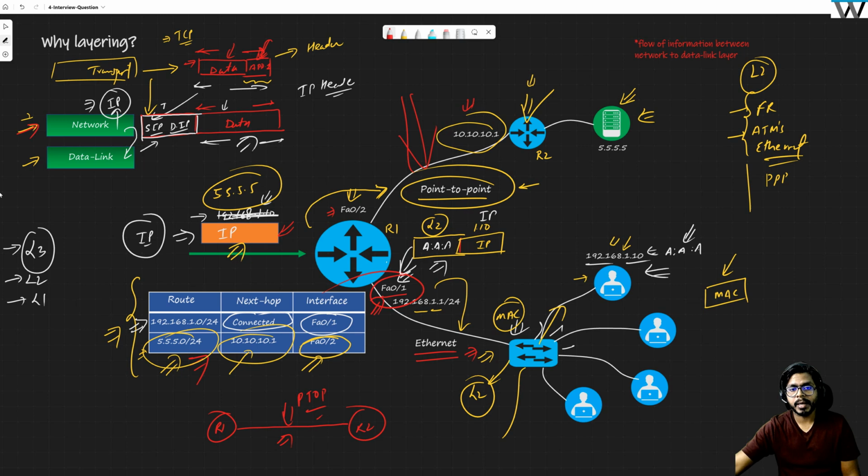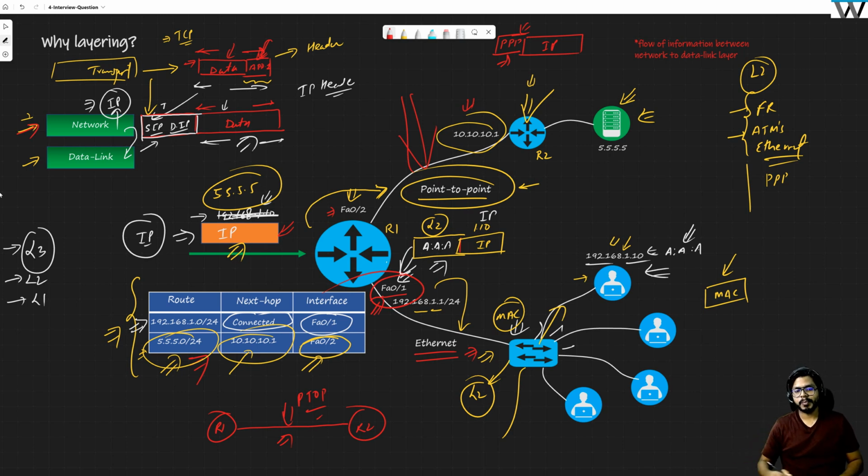But here, whatever the IP packet you got for this 5.5.5, let me draw it here, you are going to put another header on top of it. But is it going to be the L2 header of Ethernet? No, it is going to be the L2 header of point to point, right? And whatever this protocol, PPP, is having inside, you are going to put all that information here, right?